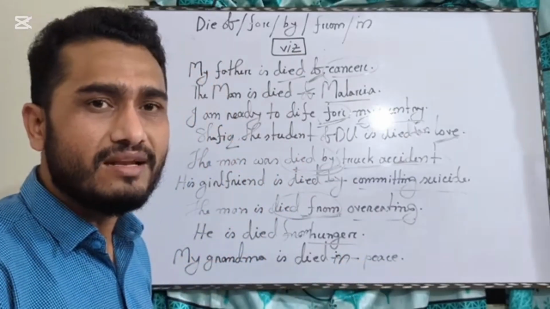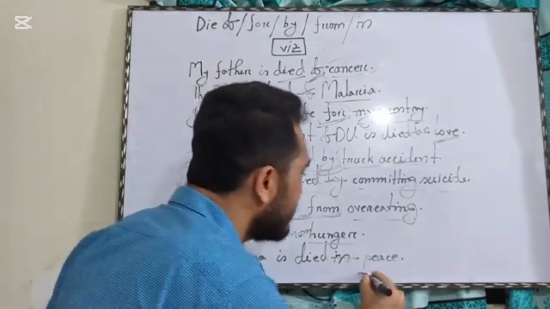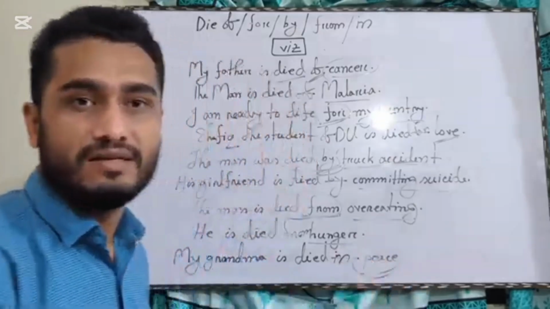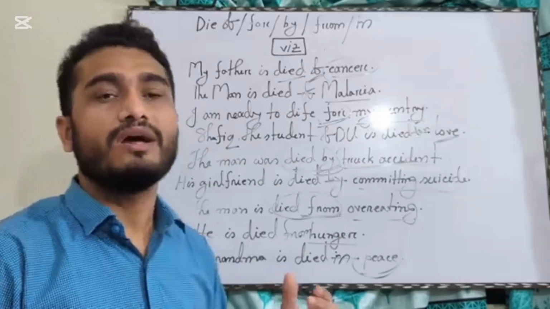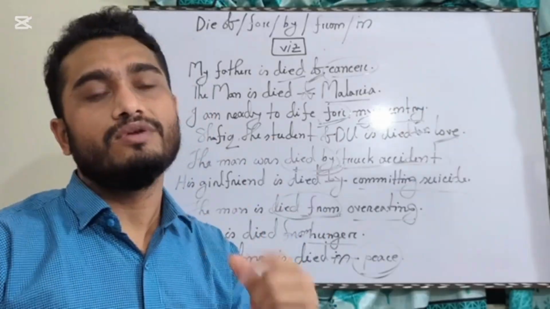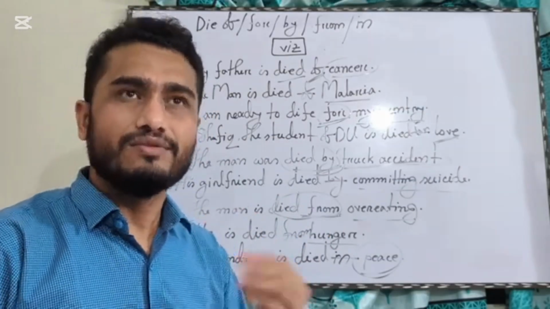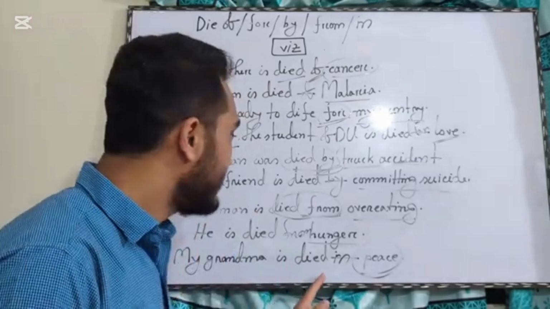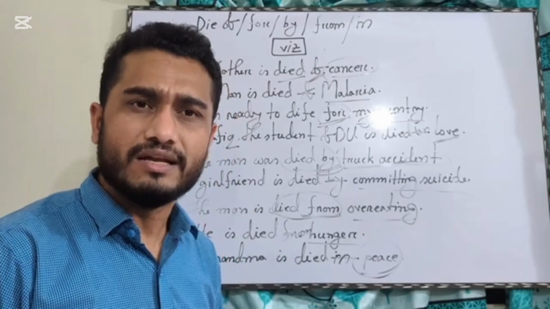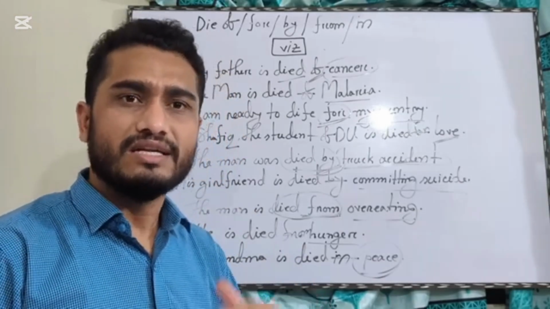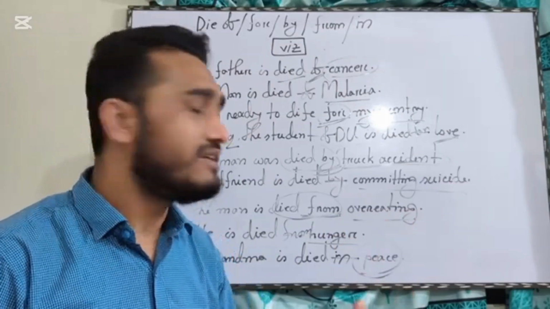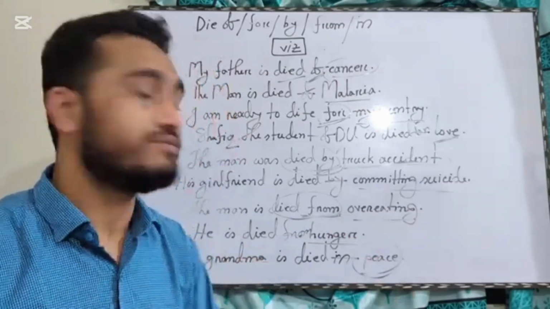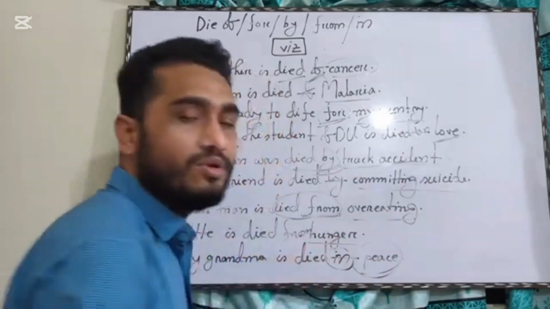So why have I used in? I have used in because my grandma died with peace. You have to remember, when someone dies in peace, then we will use died in. And also, for example, my grandma is died in sleeping, we can use in, because sleeping, she doesn't die because of disease or because of accident. She dies in peace in sleeping. So that's why I have used in. I hope you have understood my point.